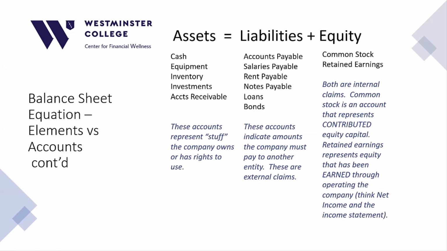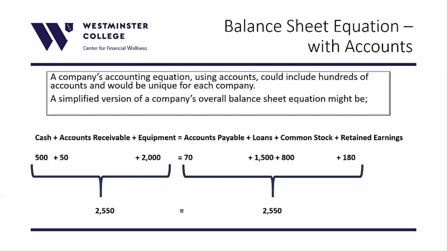Okay, so here's some examples of, again, the elements in the balance sheet equation and some of the accounts that are common to those elements. All right, illustrated here is an example of a balance sheet equation for a company. It shows that this company's assets of cash and accounts receivable and equipment are equal to the claims of the loan, the common stock, and the retained earnings. This is very, very simple math.